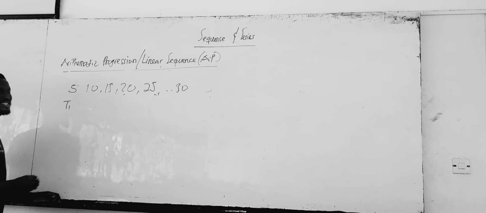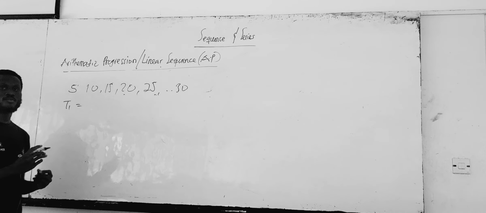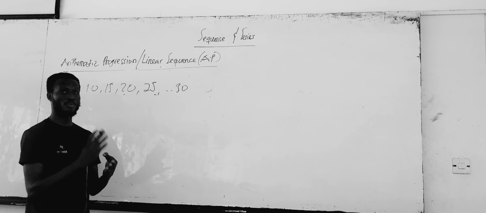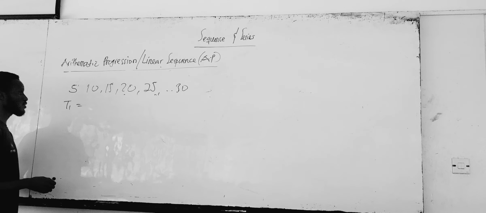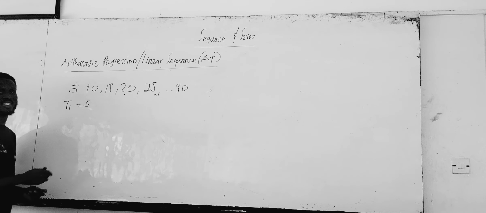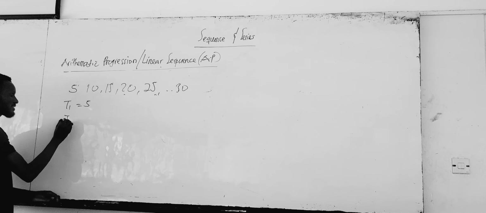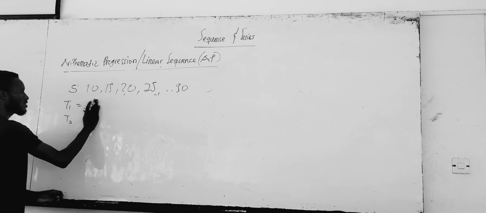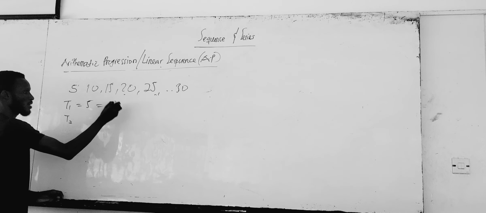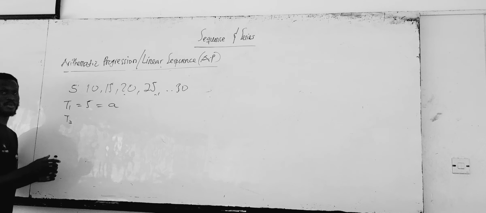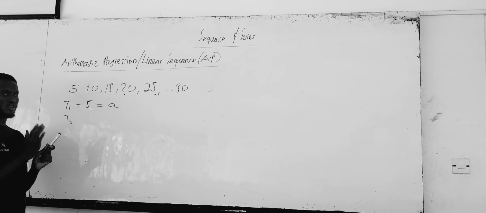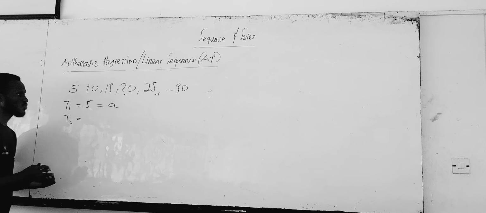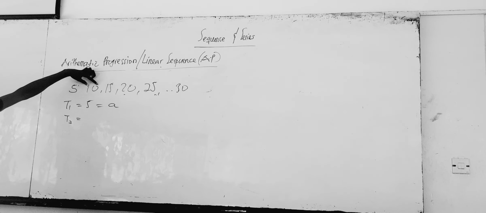Now let's come to T1. I'll generate the formula, so pay attention carefully. T1 is the first term and it is 5. Now I am going to use A to represent the first term. So T1 is the same as A, which is the same as 5. Follow me closely. Now, what is T2? T2 is 10.